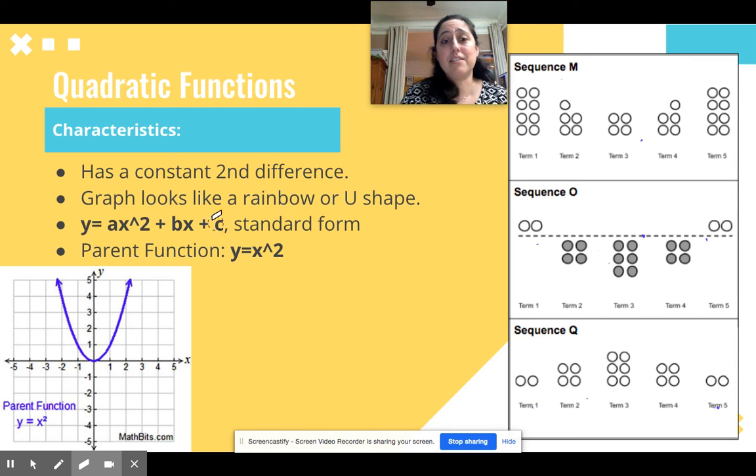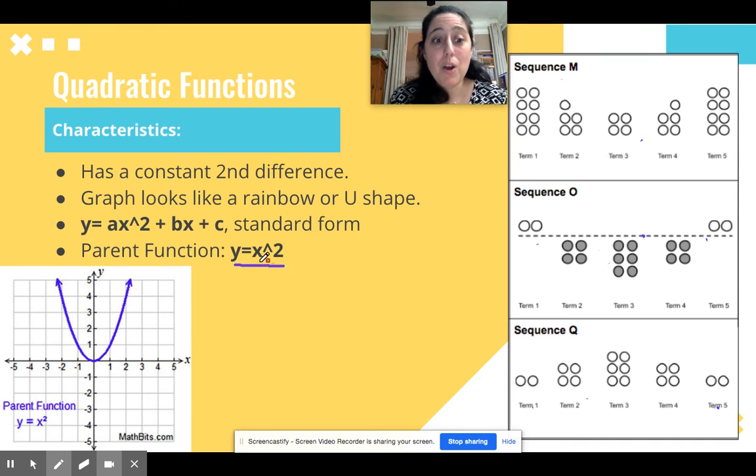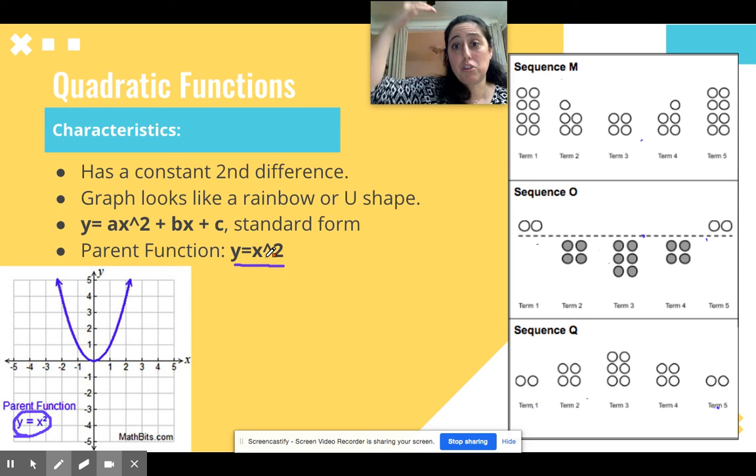This is a standard form for the equation. And again, the simplest form of a quadratic is y equals x to the second power, which is shown here, right? This parent function. Okay. And anytime you use this caret, that means you're raising the number after it to the exponent. All right, so let's get to the sequences.